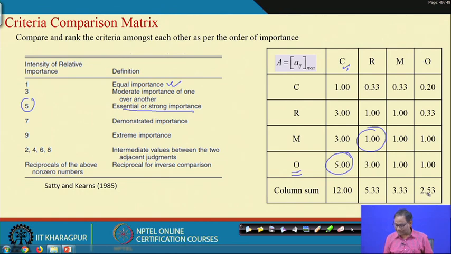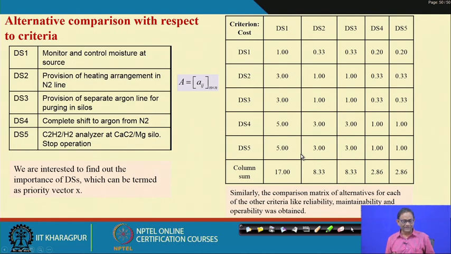Later on I will come to the column sum and other issues, but the comparison matrix will be created in this manner. Now, with reference to a particular design solution, what is the comparison matrix you see? How many solutions do we have? We have 5 solutions, DS1 to DS5. Here the alternatives will be compared with respect to each of the criterion.